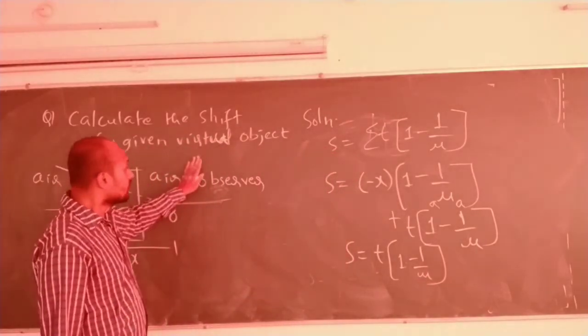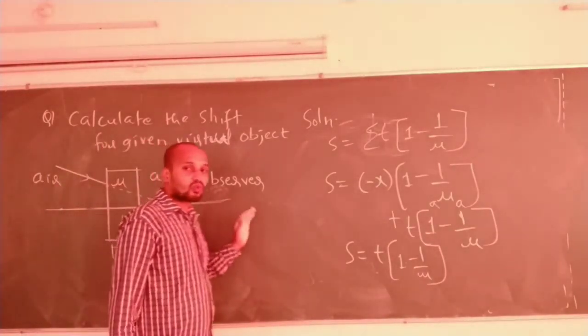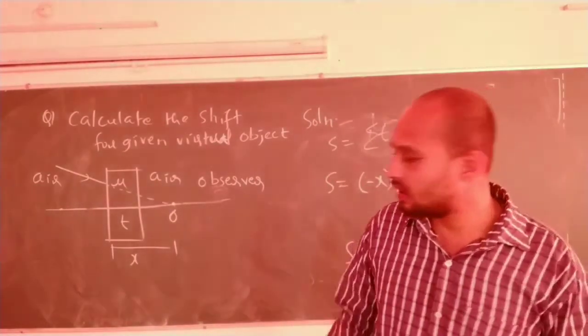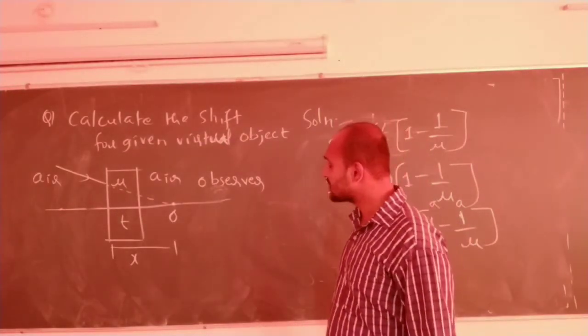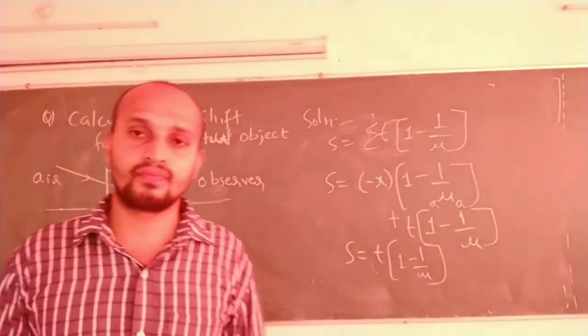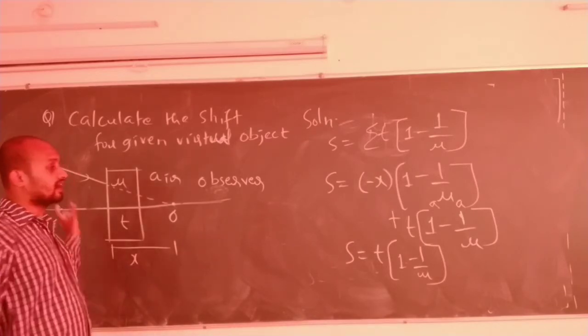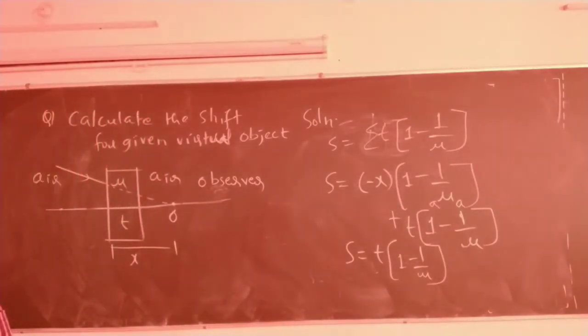Are you understanding? If the observer medium and object medium are the same, either it may be a real object or a virtual object, the shift is independent of the type of object. Got it now? This is what I am trying to tell. Let me take one numerical on this. If a virtual object is there, you will consider one slab towards the left side and you will solve. This is how you have to solve.